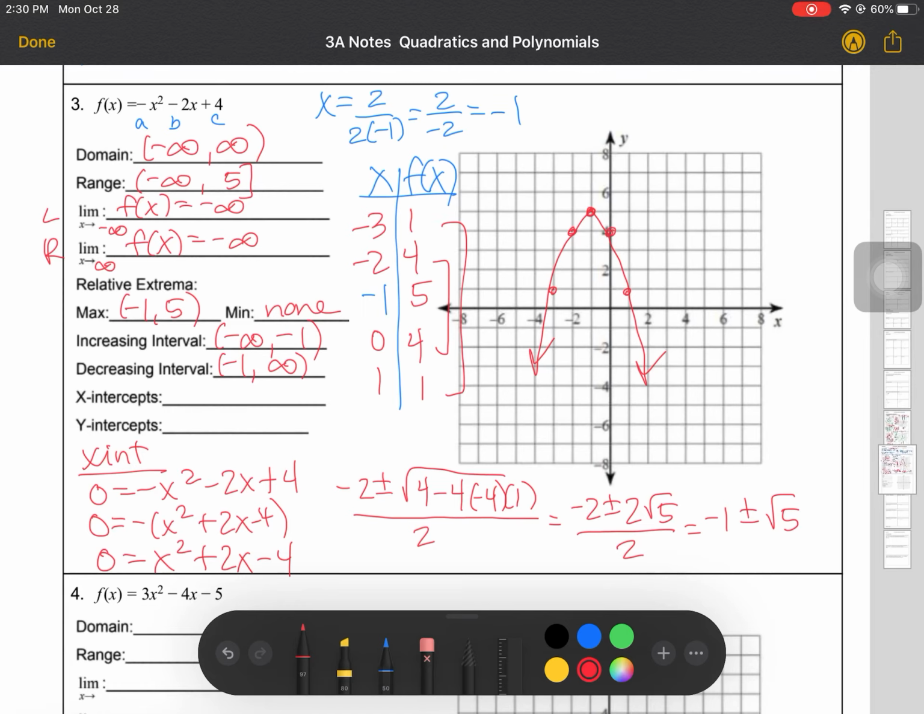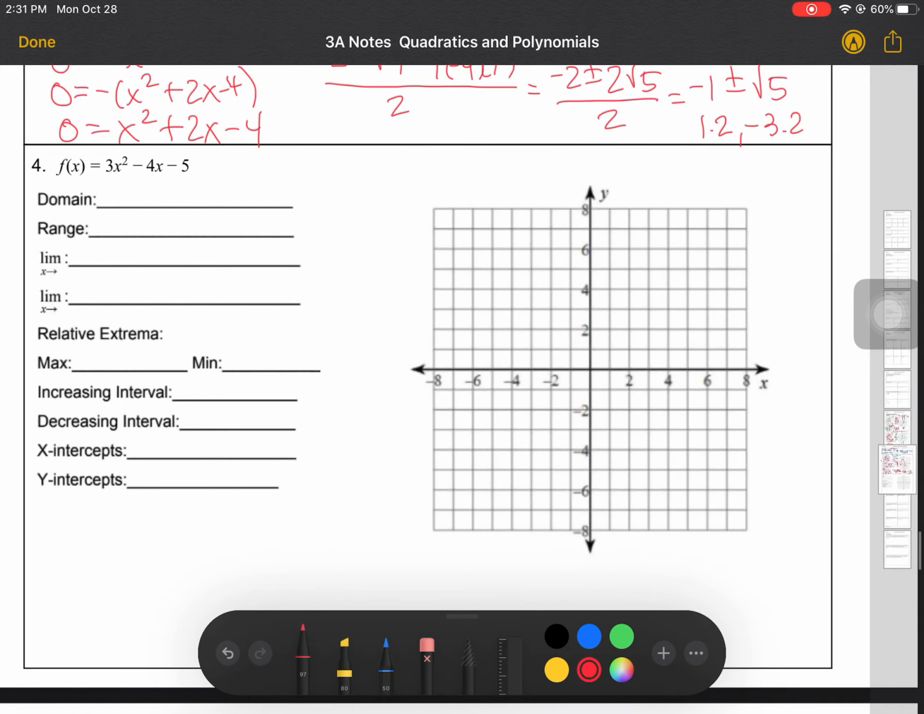So if I do -1 plus the square root of 5, I get 1.2 approximately. If I do -1 minus the square root of 5, I get -3.2. And I would look at your graph and make sure that those make sense. This seems to be approximately 1.2, and this seems to be approximately -3.2, so those are probably good answers. Okay, and then again, my vertex I already did in the chart. It's 0, 4. Or not, sorry, not my vertex, my y-intercept.